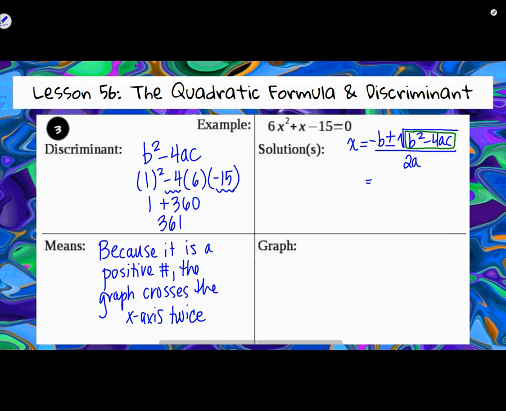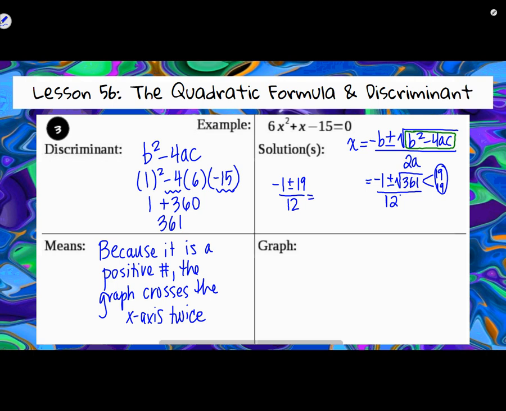B is 1, so this is a negative 1, plus or minus the square root of 361, all over 2 times a is 6, so 2 times 6 is 12. Let's turn that into a 12. 361, let's see, is that divisible? It's not divisible by 2, not by 3, not by 4 or 5. 361 is a perfect square. It's 19 and 19. Oh, look at that. So this is negative 1 plus or minus 19, because we have the pair of 19s, all over 12.